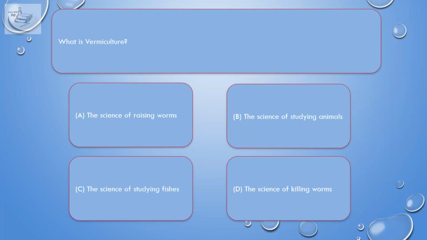Question: what is vermiculture? A. The science of raising worms. B. The science of studying animals. C. The science of studying fishes. D. The science of killing worms. Correct answer is A. The science of raising worms.